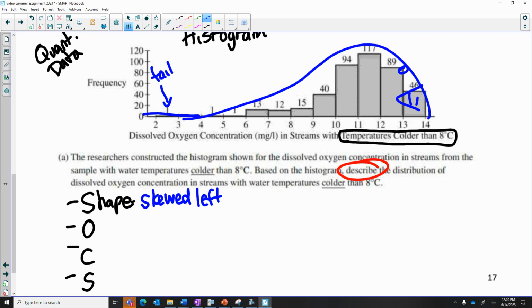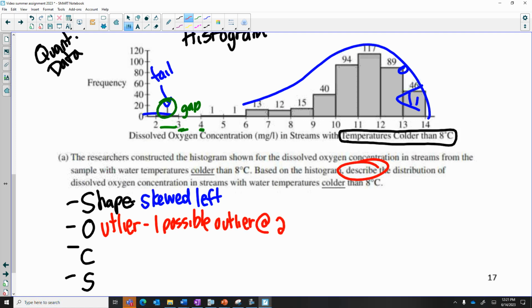Okay, outliers. Is there an outlier? Well, I don't know exactly for sure, but I know that there is one here in this bar between 2 and 3 that is separated from the rest, and there is a gap between the 3 and the 4 mark. So I do want to say there is one possible outlier between 2 to 3 milligrams per liter of oxygen.